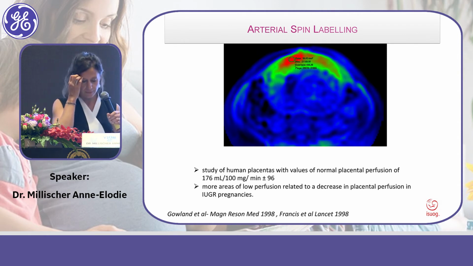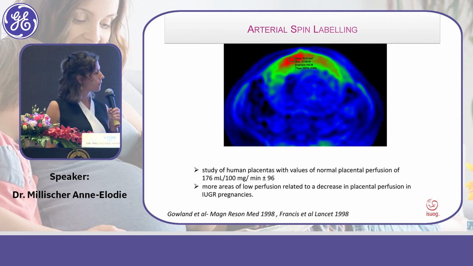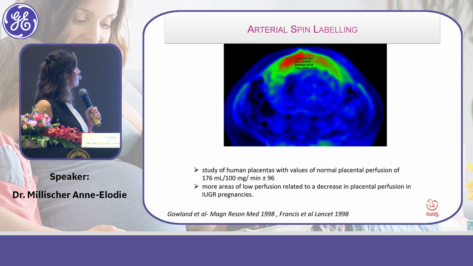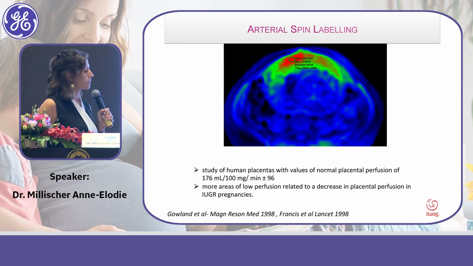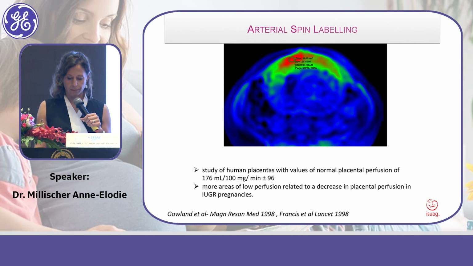Và cho cô nói thêm một vài trước khi kết thúc, là cô muốn giới thiệu đến các bạn là đó là một loại hình ảnh học chức năng của bánh nhau. Thì cái hình ảnh học này nó sẽ cho biết cái tuần hoàn nhau thai nó có bị suy hay không. Và đây là một cái hình ảnh mà tưới máu bánh nhau.